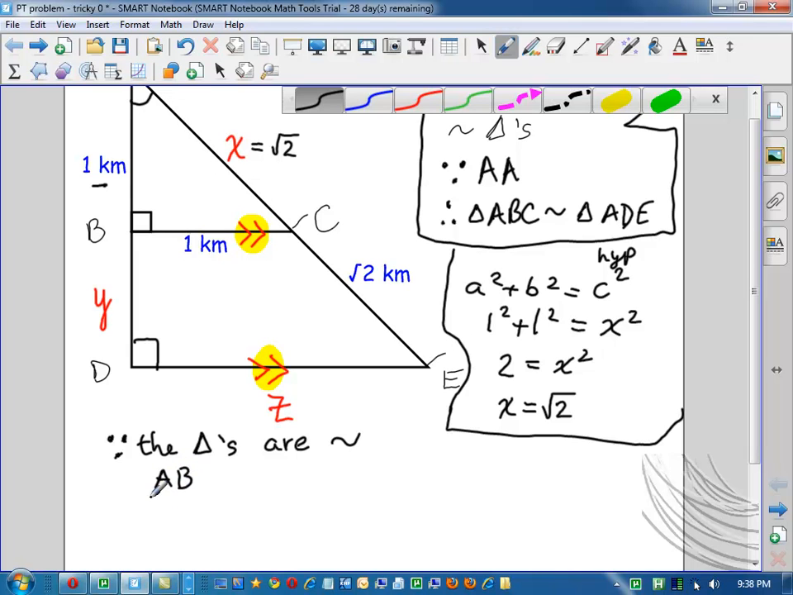The ratio of AB to AD is equal to AC over AE is equal to BC over DE. And don't forget that I'm always listing the smaller triangle sides up here and the larger ones at the bottom.